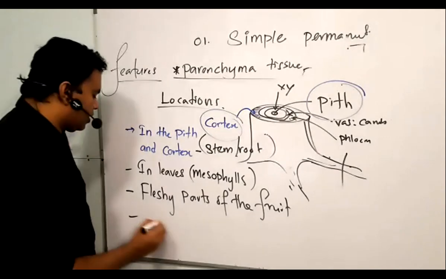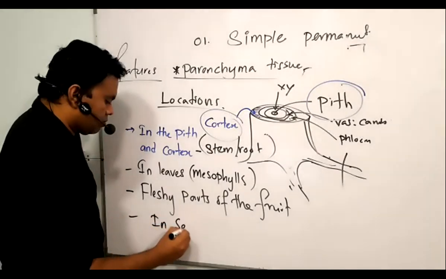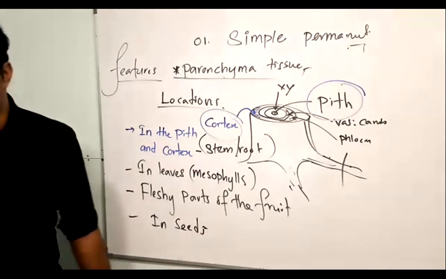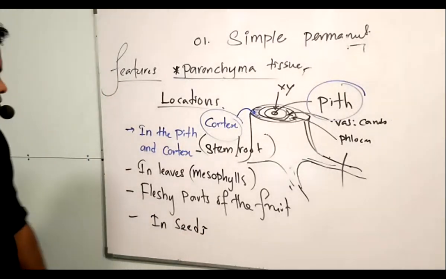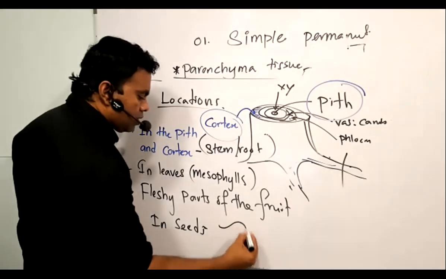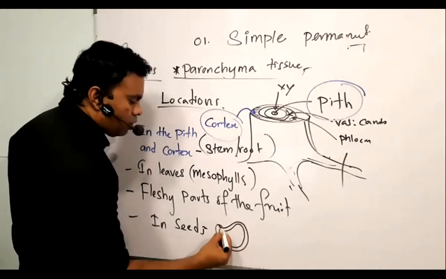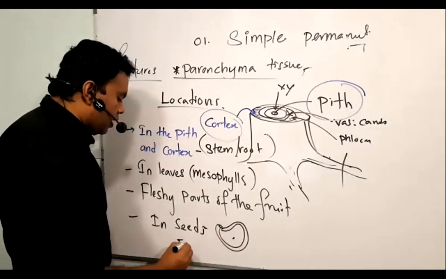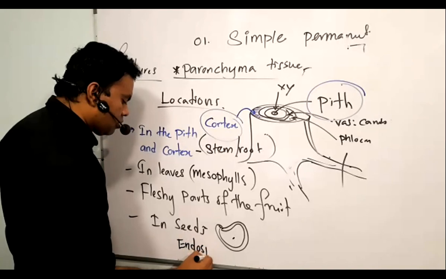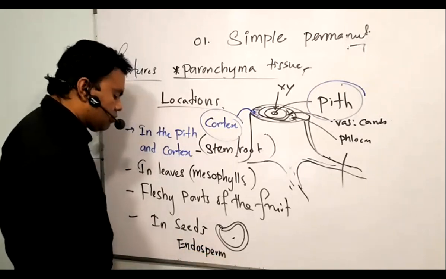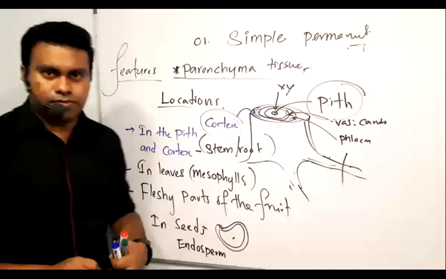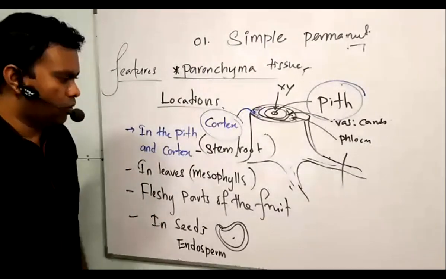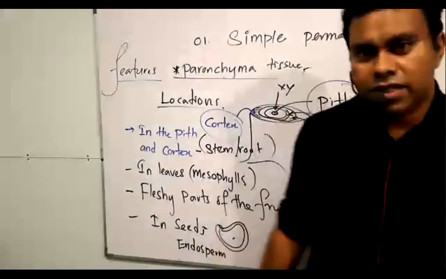Next, in seeds. Again in seeds, that fleshy part, the endosperm. So here's the seed and the seed coat. This is called the endosperm. In seeds, endosperm. So our allocated time is over.